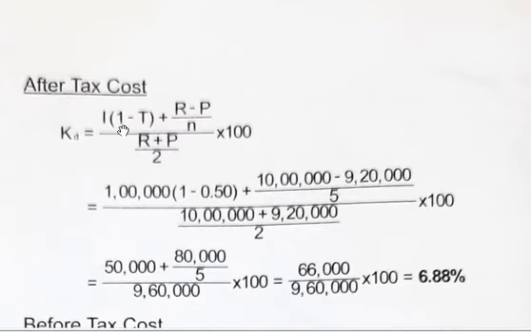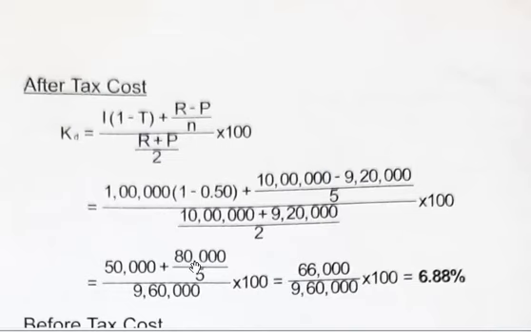So here after tax, I calculated 1 minus t, 1 minus 0.50. Redeemable, if nothing is mentioned, is at par, 10 lakh. P is 9 lakh 20,000, divided by 5, the whole divided by 2, into 100. Now first you deduct 1 minus 0.50, you will get 0.50 into 1 lakh, you will get 50,000. Plus you deduct this, you will get 80,000 divided by 5. Here you add and divide by 2 into 100. If you add and divide by 2, you will get 9 lakh 60,000.